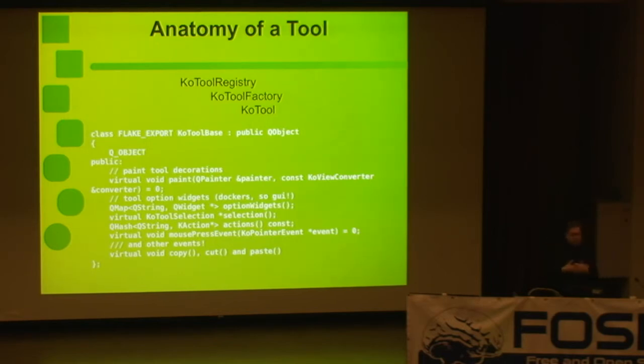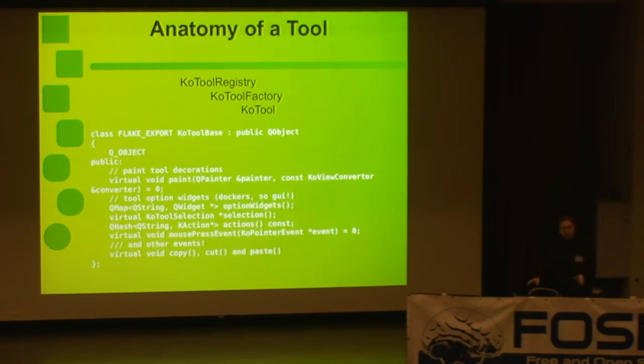Then a tool has option widgets because the action of a tool is sometimes different. And a tool has to accept all these mouse events, mouse press event, tablet event, and so on, and so on, and so on. I've just put the mouse press event in there, and all the other events.